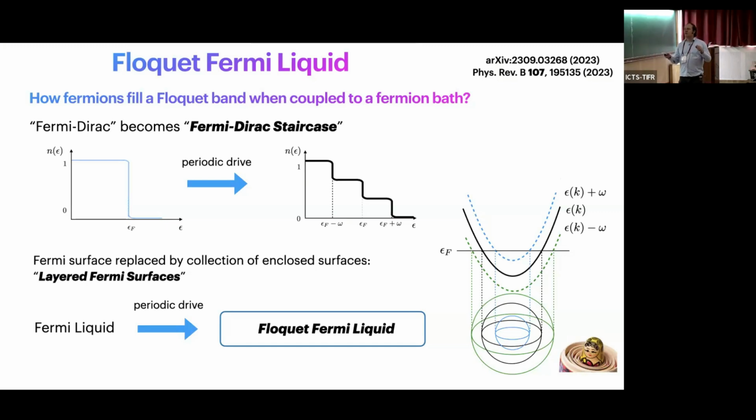And as a consequence, when the bath is at very low temperatures, these steps are going to become sharp jumps. And so, in a sense, you have a situation in which you have many Fermi surfaces. At every one of these jumps, you're going to get a Fermi surface. You have a situation in which you will have several mutually enclosed Floquet Fermi surfaces. And so this state is the state we call the Floquet Fermi liquid.